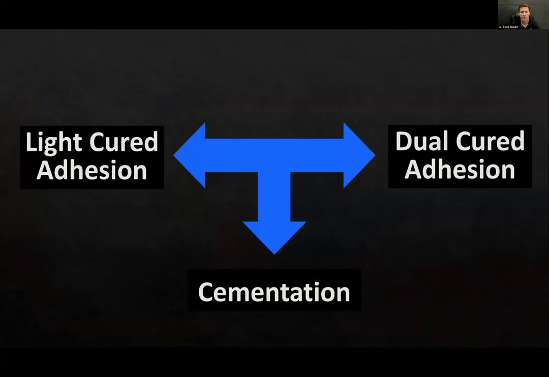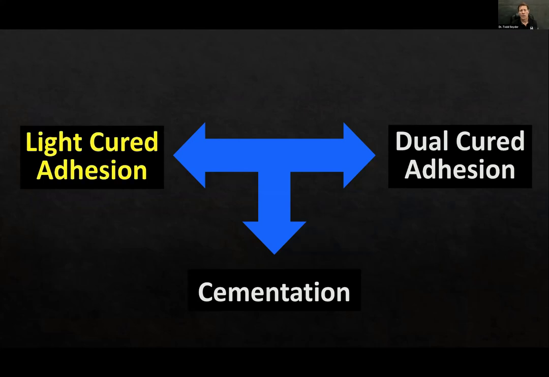So you've got light cured adhesion, dual cured adhesion, and you've got cementation. So for the most part, we're talking about obviously about adhesion tonight. Cementation is very easy to fall back on, put some cement in there, whether it's a bioactive cement or something else. You know, to put something in there very quick and easy and put it on a tooth, we've all been doing for years, you know, glass ionomers, for example. And so really we're going to focus our attention on light cured and dual cured for this program tonight.